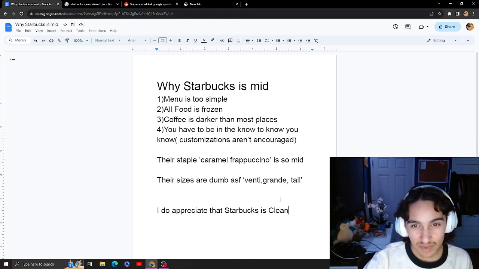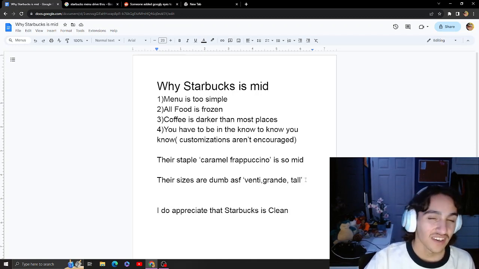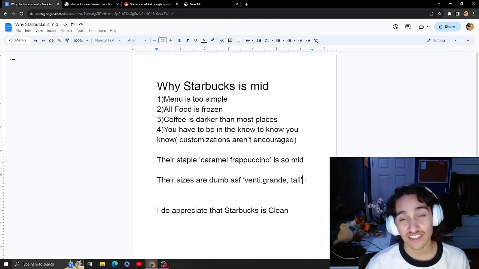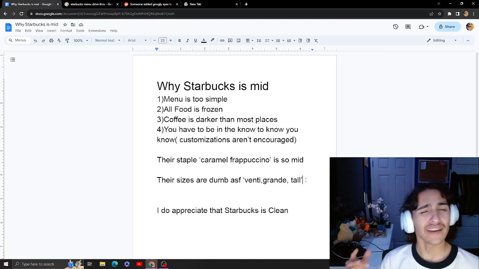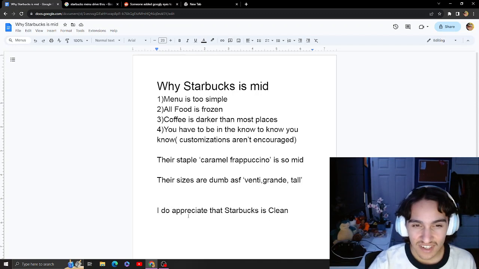Their sizes are dumb. I guess they're just trying to be different. I don't know, but venti, grande, what the heck, bro? And it just affects people ordering at other places, like, say, McDonald's. Can I get a venti soda? Like, idiot, shut up.